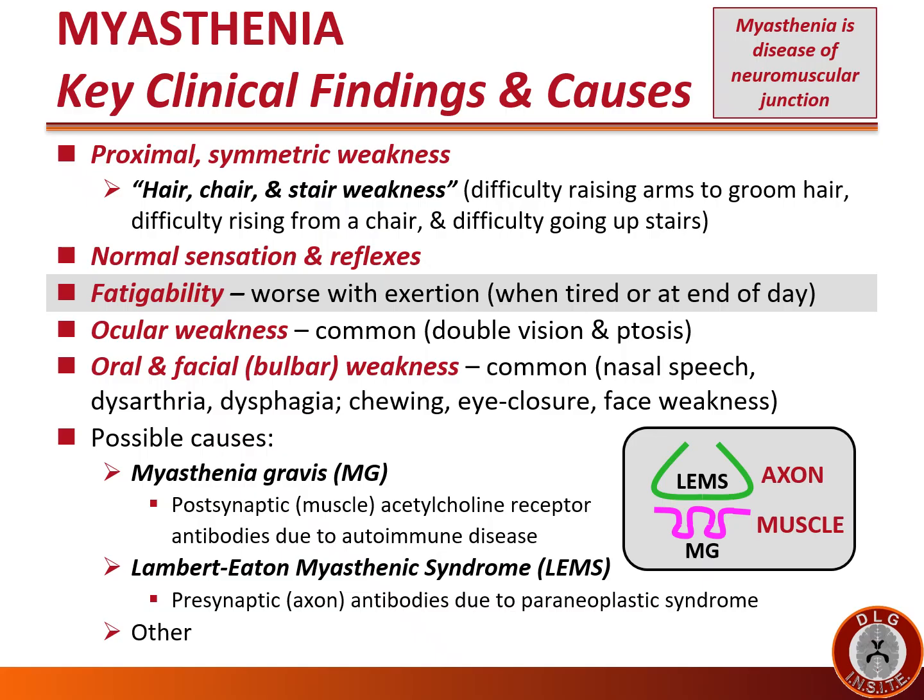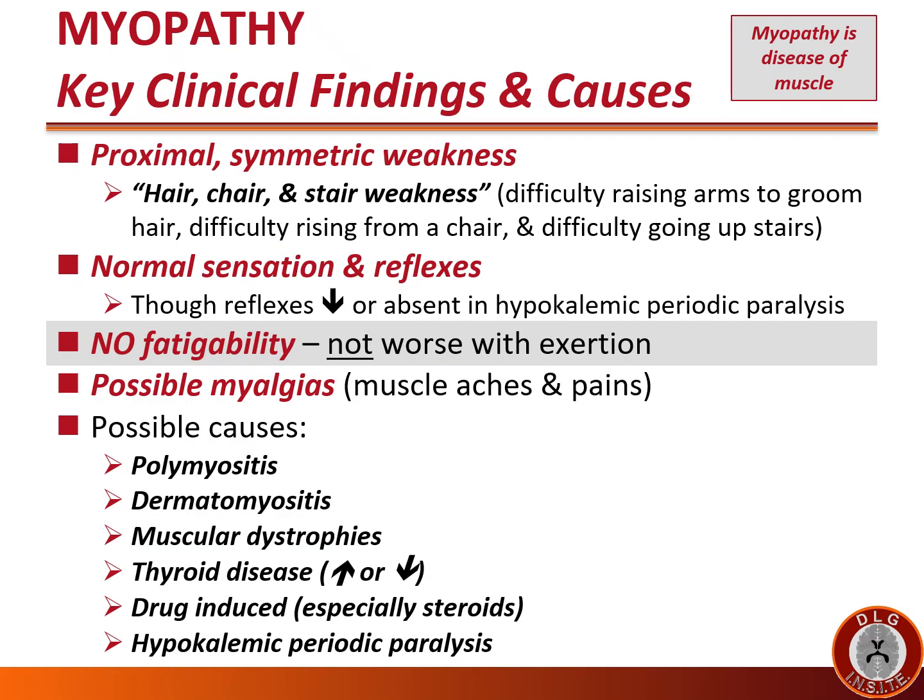The most common cause to think about is myasthenia gravis. Myasthenia gravis is a postsynaptic muscle disease, in other words, acetylcholine receptor antibodies due to autoimmune disease. There's also the phenomenon called Lambert-Eaton myasthenic syndrome, which is a presynaptic antibody, and it's due to a paraneoplastic syndrome most of the time. And there are other potential causes of myasthenia as well.